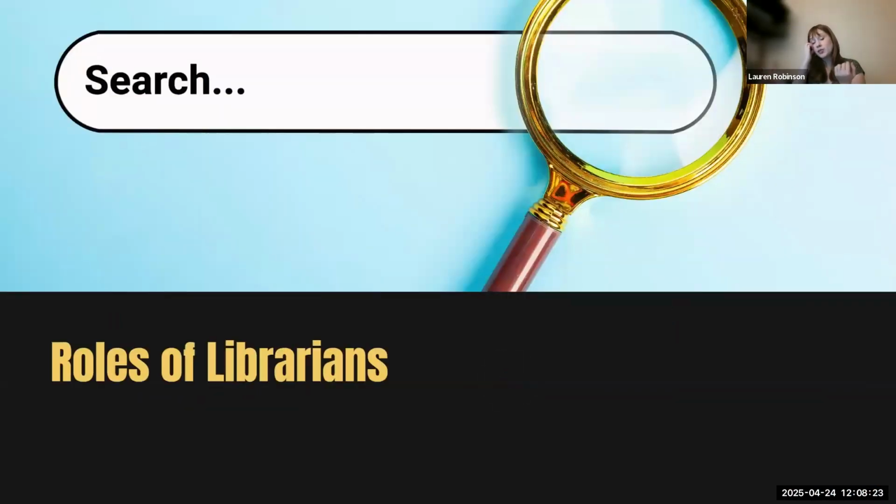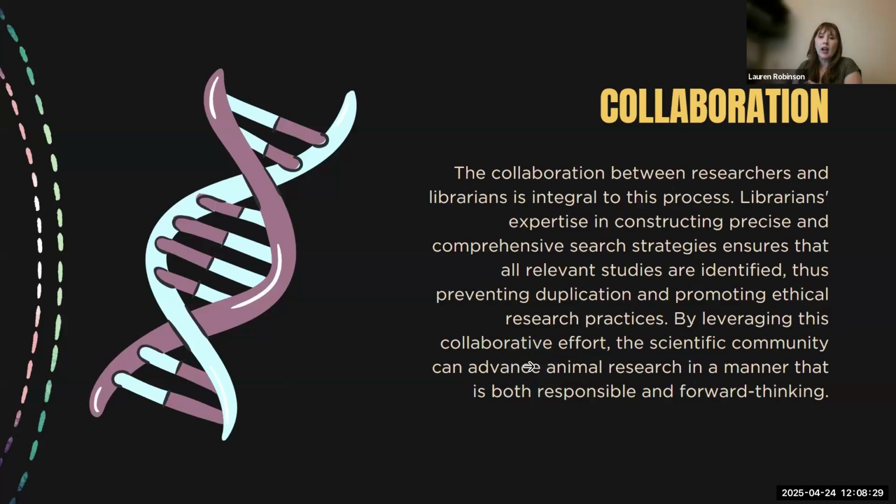So I want to talk a little bit, before I talk about strategies that people can use and tools available, about the roles of librarians. We're often collaborators with different researchers, and we can help you construct these precise and comprehensive searches. We can help you document those searches. I often keep documentation when I work with researchers, so if they come back in 3 years for a renewal, I have that search. It's easy and quick to update.